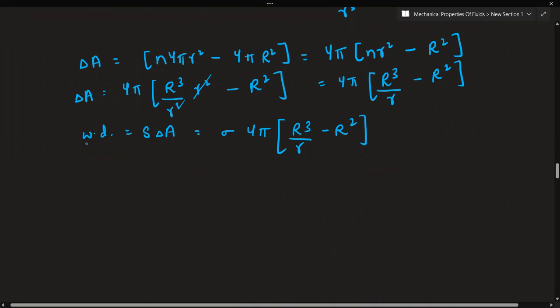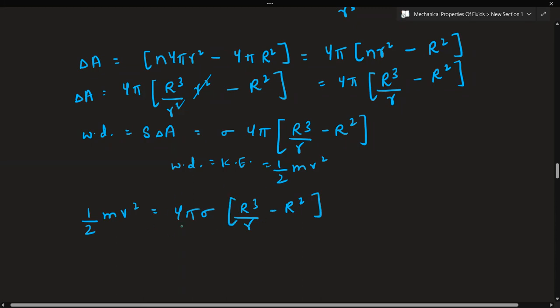Now see, this work done is getting converted into kinetic energy. And the formula for kinetic energy is half mv square. So half mv square is actually equal to this whole term: 4 pi sigma R cube by small r minus r square. This is the work done and this is the kinetic energy.